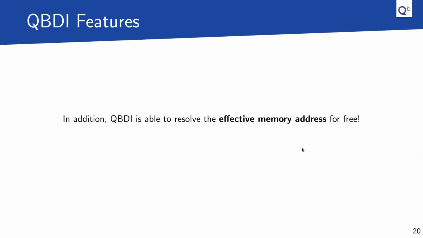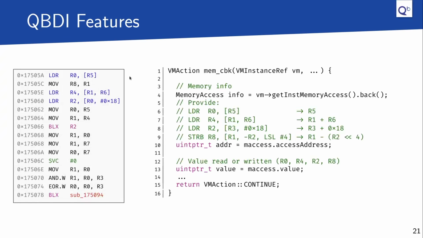In addition, QBDI has interesting functionality that enables resolving the effective memory address of an instruction. For instance, if you have a load of R0 from R5, you have an API to automatically know the value of R5. But if you have, for instance, R1 and R6, it will automatically compute the value of R1 plus R6. This is done in the API, so you have an abstraction over this computation.